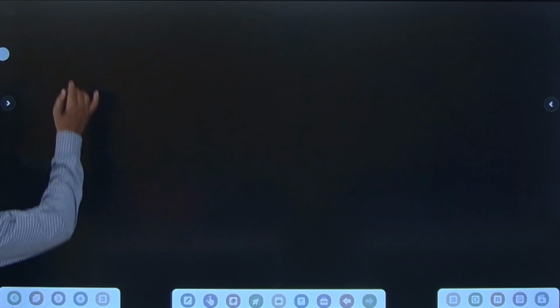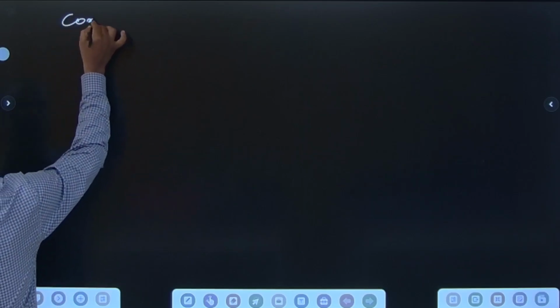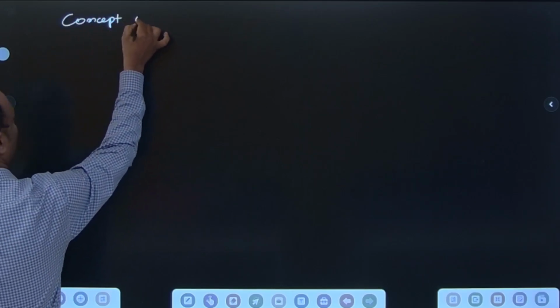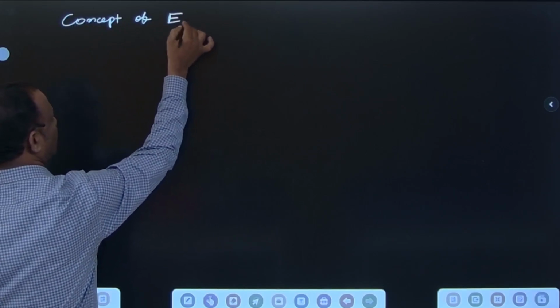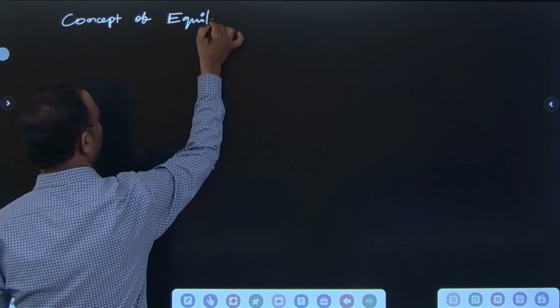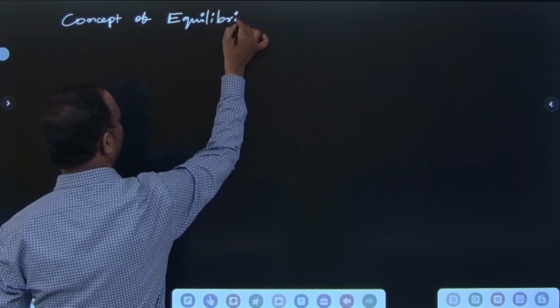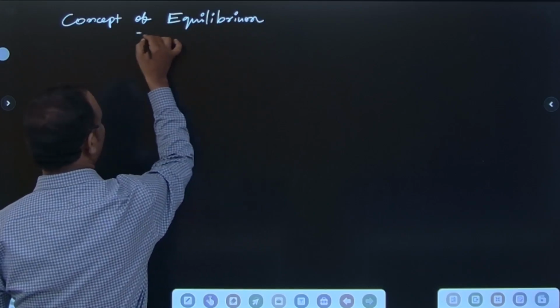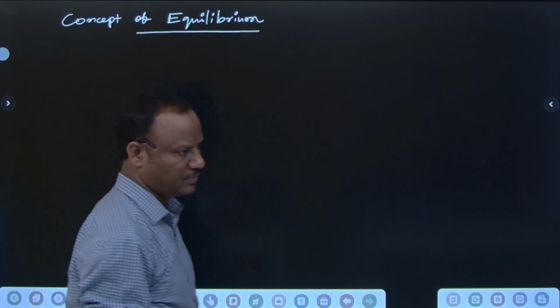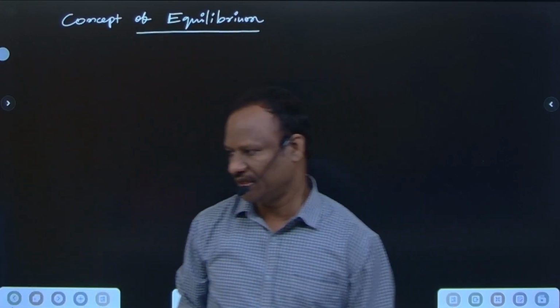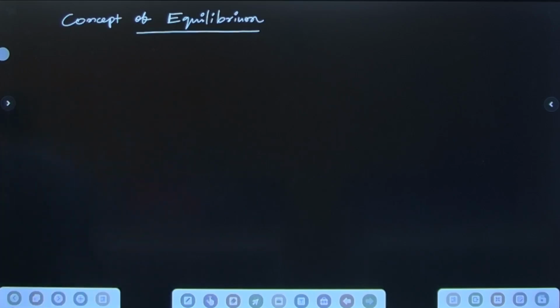Next one is the concept of equilibrium. What do you mean by equilibrium position? So for the equilibrium conditions, just one second.